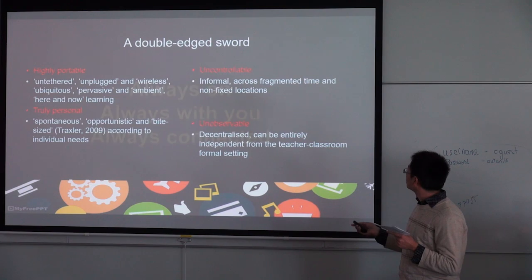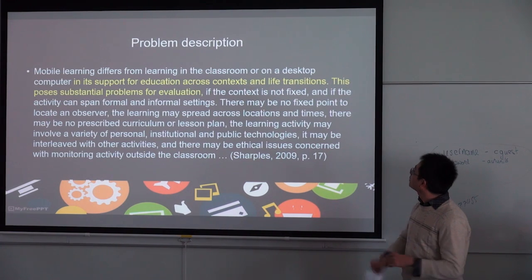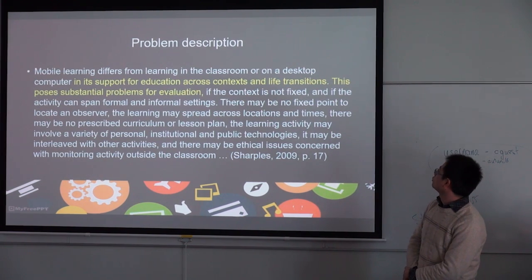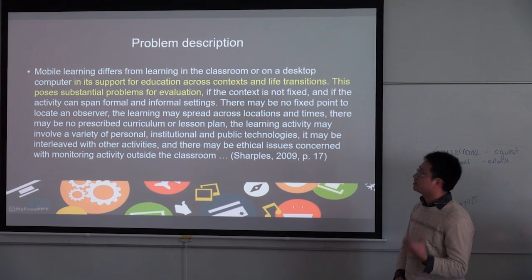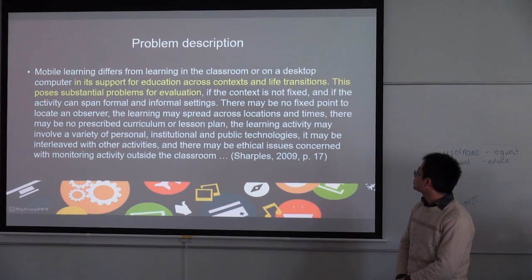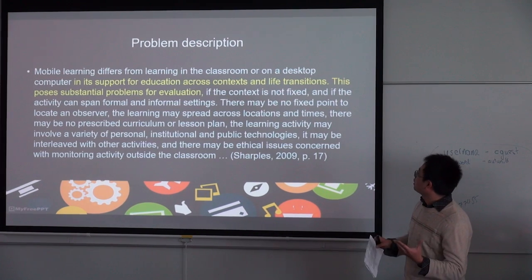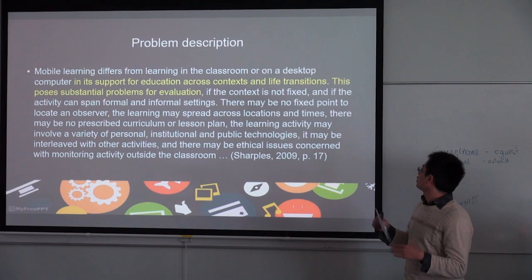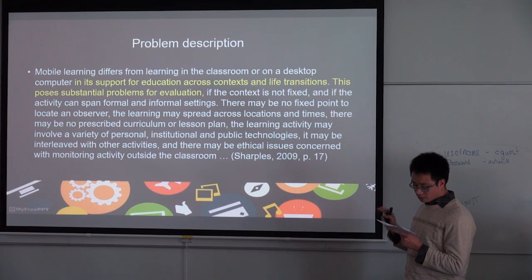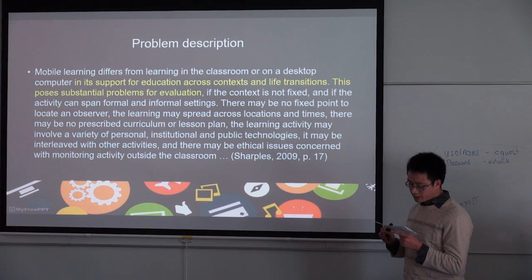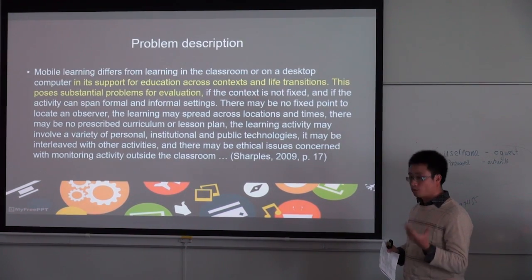The problem has been described like this in detail. Mobile learning differs from learning in a classroom or on a desktop computer in its support for education across contexts and life transitions. This poses substantial problems for evaluation if the context is not fixed and if the activity can span from formal to informal. The difficulty in observation and evaluation of mobile learning can be the major reason why mobile learning is not considered a sound approach to education.